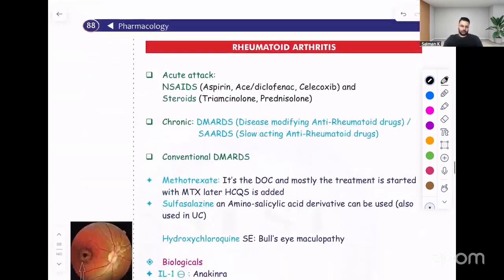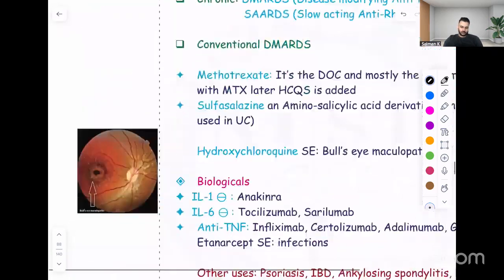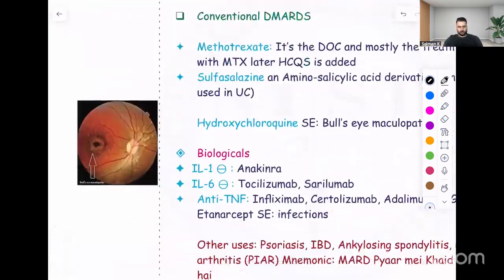Now rheumatoid arthritis, one or two things that are important in my opinion. One is hydroxychloroquine, the drug that we use as an immunomodulator in rheumatoid arthritis to control the inflammation or immunity. Hydroxychloroquine causes this thing called bullseye maculopathy. That side effect is something you got to know.